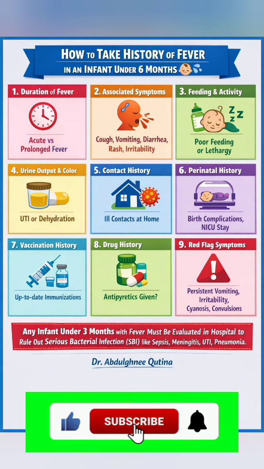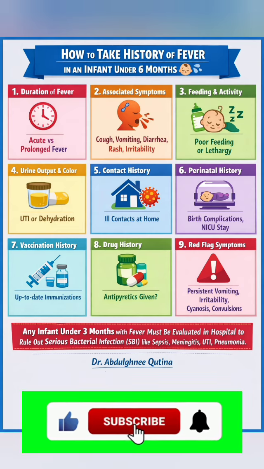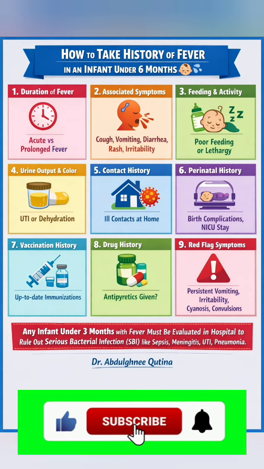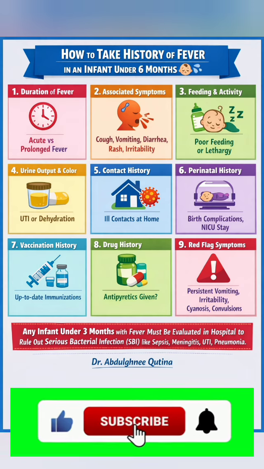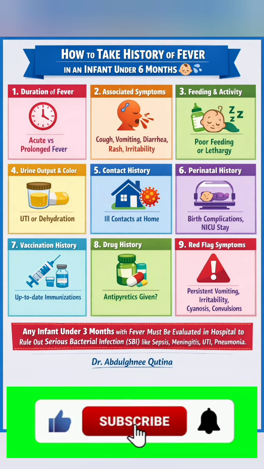Ninth, red flag symptoms. Actively screen for danger signs such as persistent vomiting, marked irritability, weak or abnormal cry, cyanosis, bulging fontanelle, or convulsions. Key clinical message. Any infant younger than 3 months presenting with fever must be evaluated in a hospital setting. Serious bacterial infections must be excluded, including sepsis, meningitis, urinary tract infection, and pneumonia.